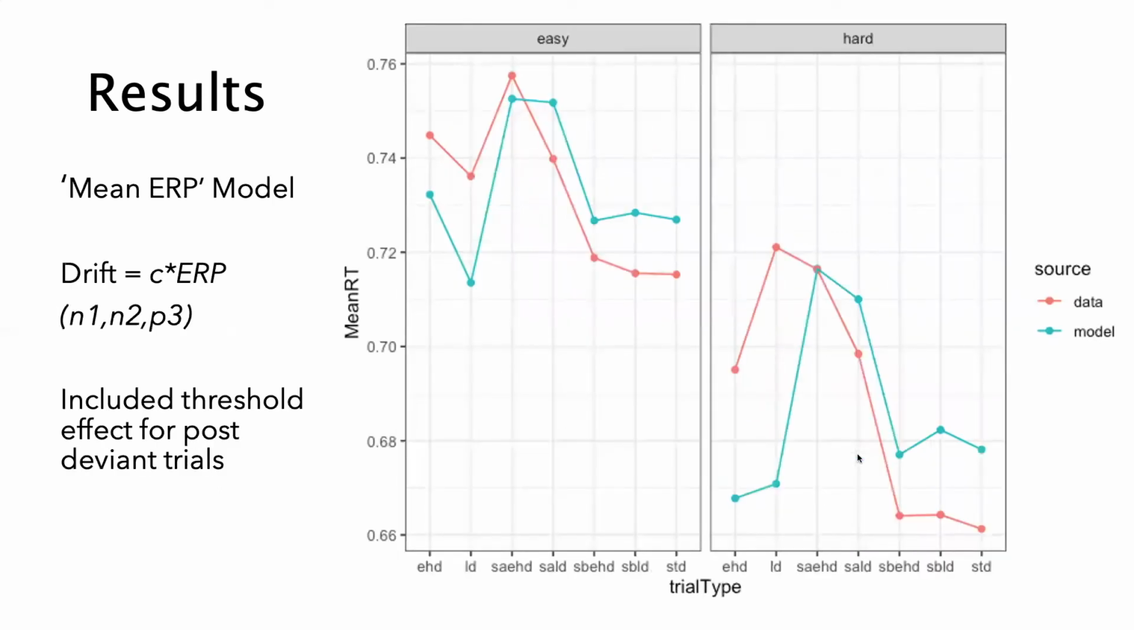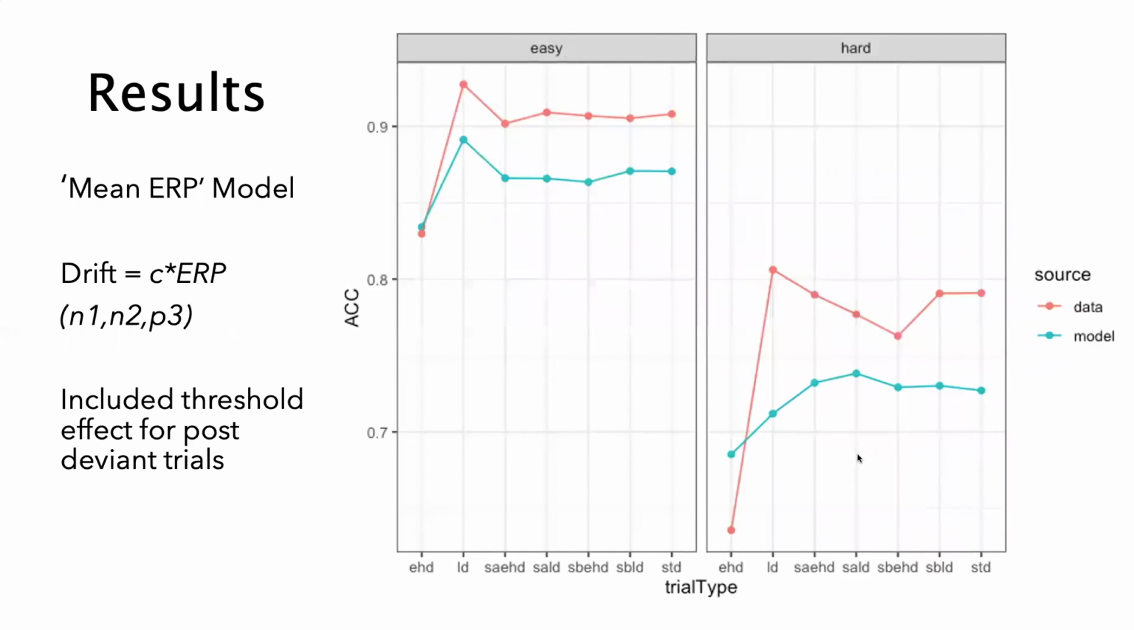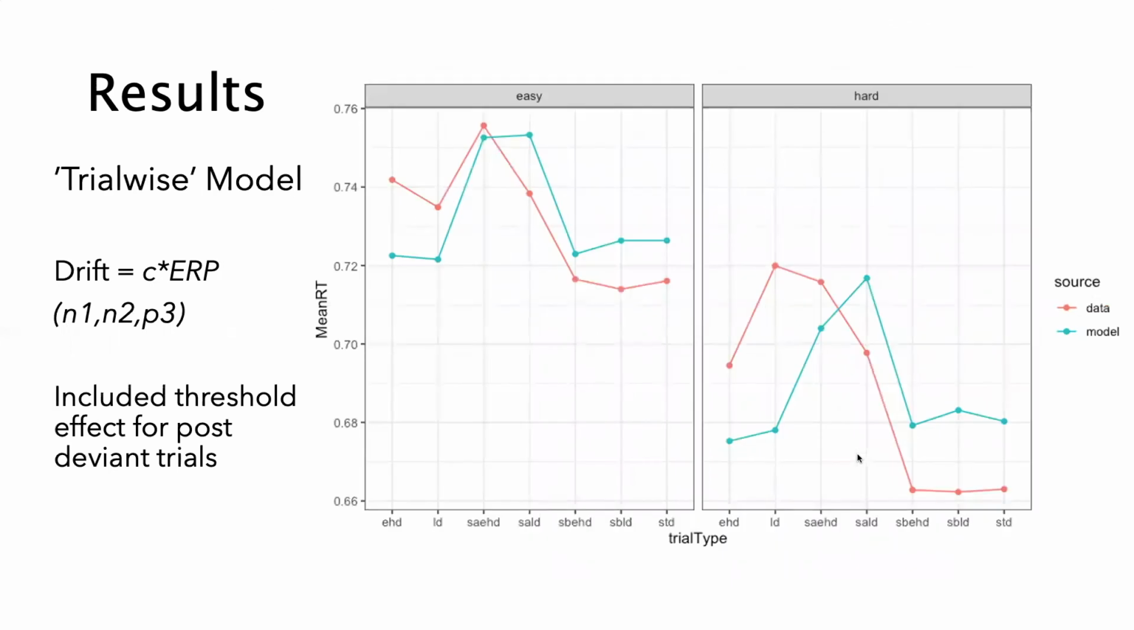In the mean ERP model, the model captures a lot of the variance in RTs in the easy condition, but less so in the hard condition, especially in the deviant trials. A trend which is similar for accuracy. In the easy condition though, the model does capture a lot of variance. This is similar for the trial-wise ERP model, for both RT and accuracy. However, less variance is captured in comparison to the null model in accuracy.